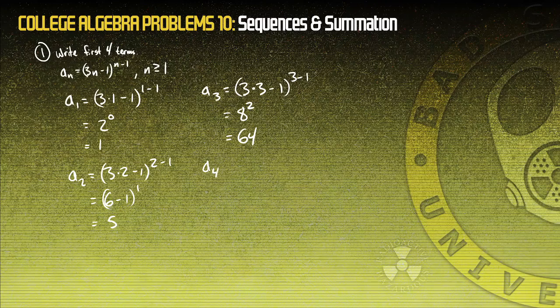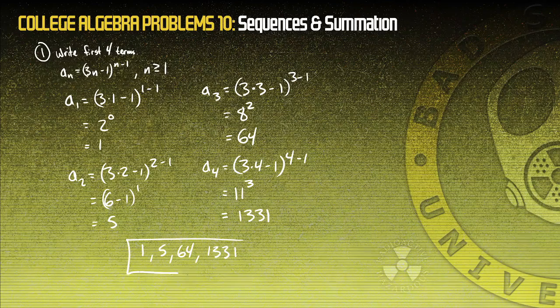And then the fourth and final term, a4, is going to be 3 times 4 minus 1 to the 4 minus 1 power. And that gives you 12 minus 1 is 11, and 4 minus 1 is 3. And 11 cubed, if you use a calculator, is going to be 1,331. So we have our four terms, and we can write them in order: 1, 5, 64, and 1331, and that's the answer.